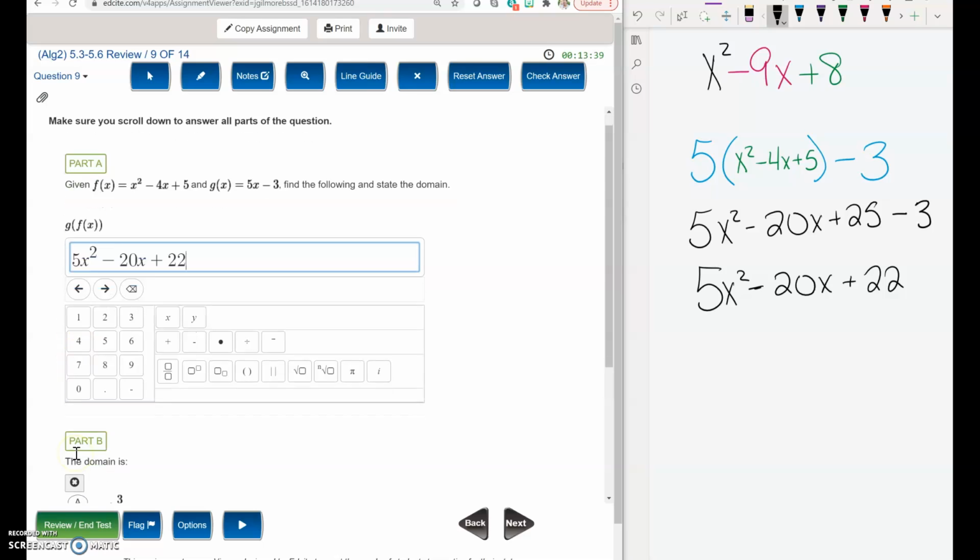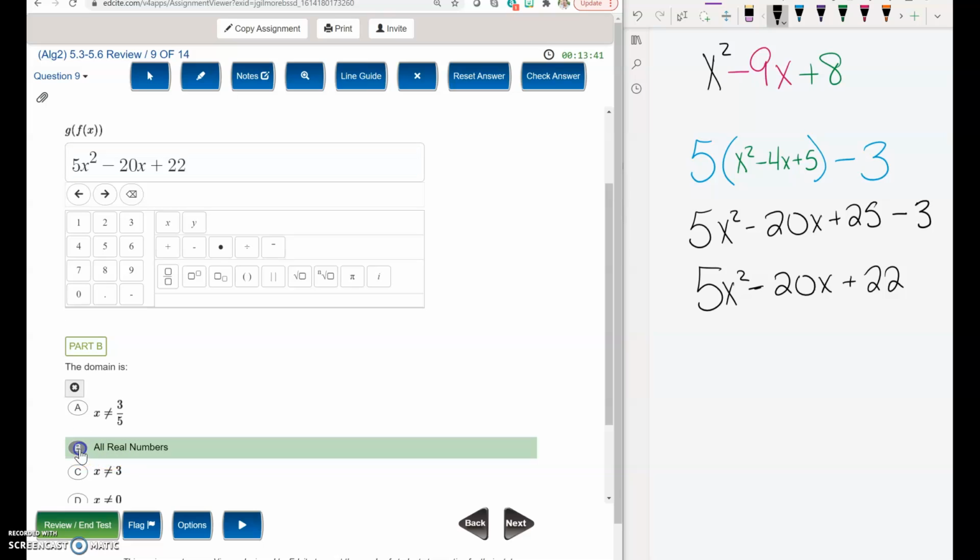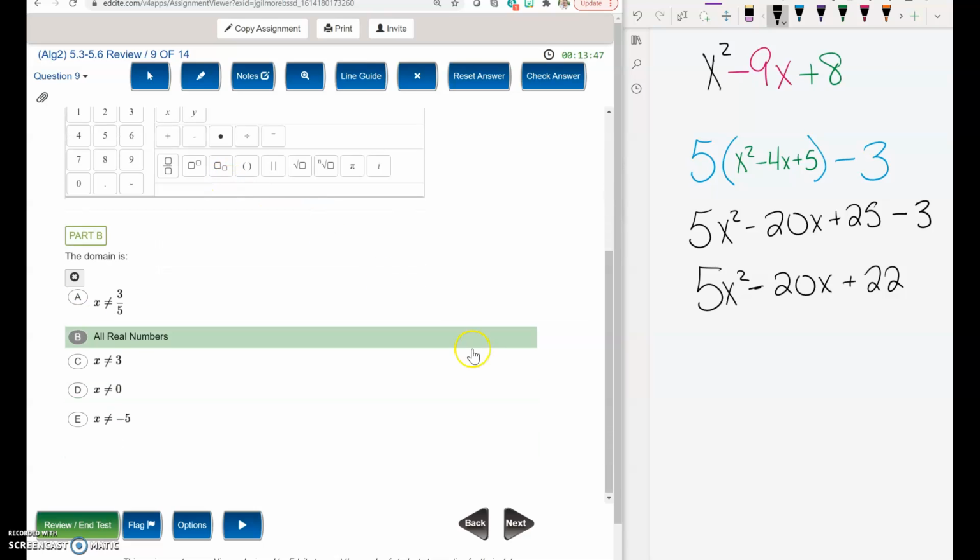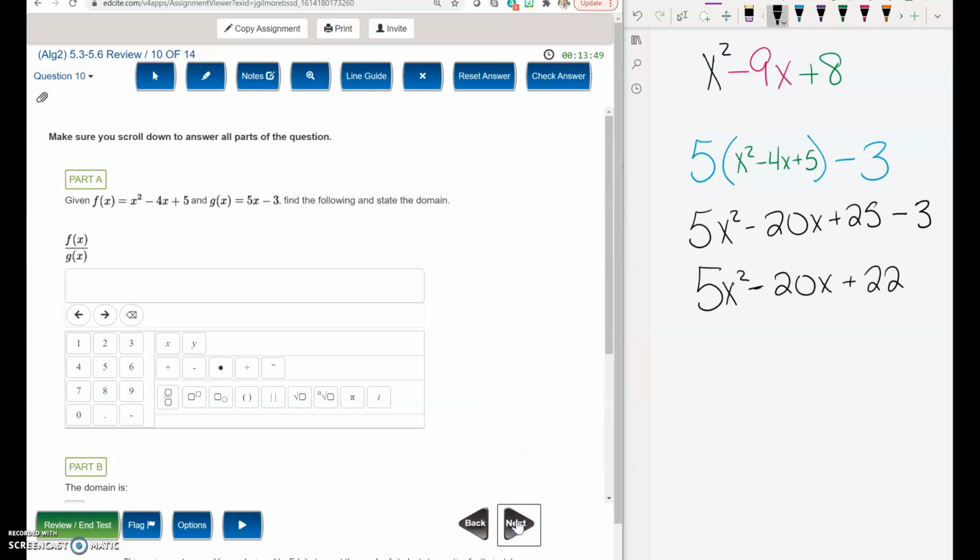Part B, the domain is all real numbers. If it's just something squared, something x, there's nothing weird there that would make it anything but all real numbers. All right.